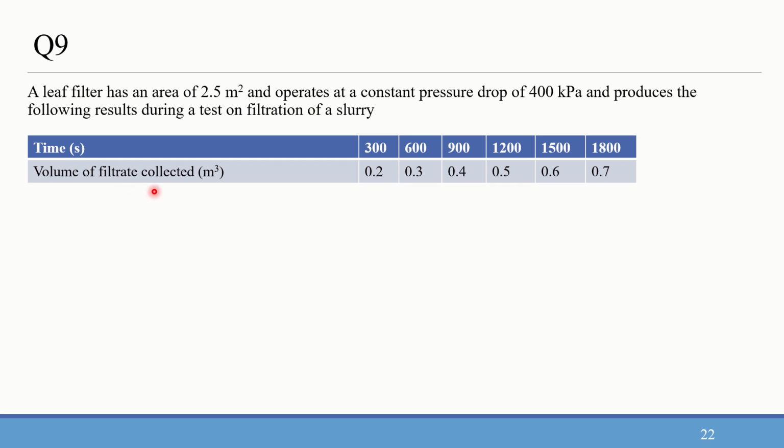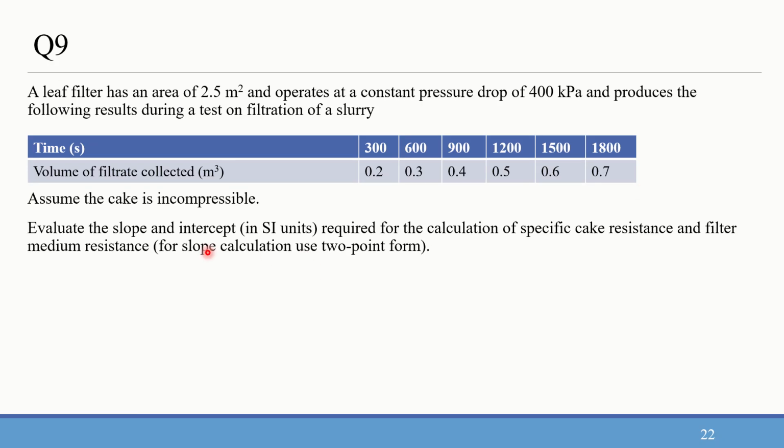And the volume of filtrate collected in the corresponding time is given. So it is 0.2 meter cube, 0.3 meter cube, 0.4 meter cube, 0.5, 0.6 and 0.7. Now assume the cake is incompressible. Evaluate the slope and intercept required for the calculation of specific cake resistance and filter medium resistance.